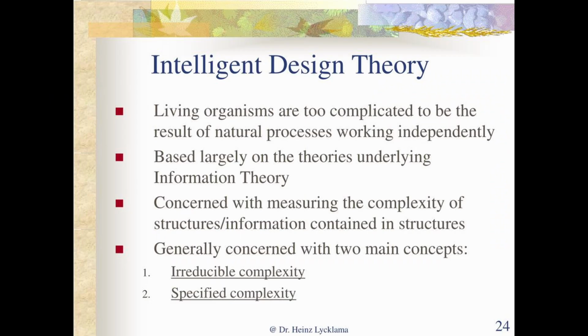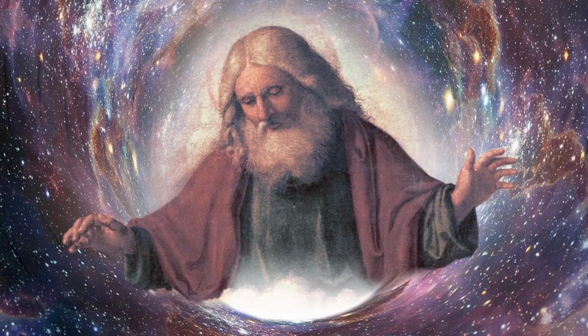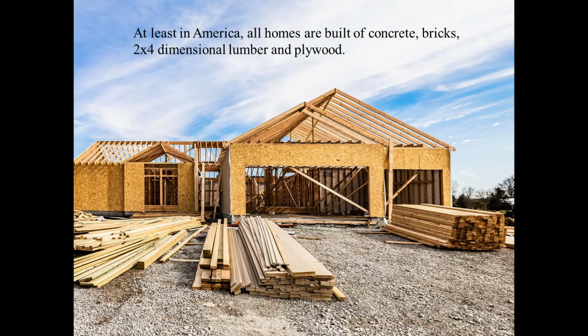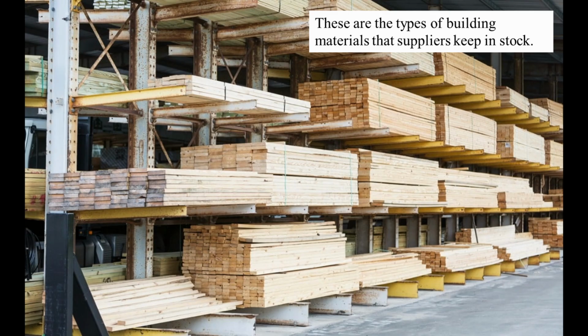A believer in intelligent design could turn universality of the amino acid code on its head. It could be just as true that God likes to build with orderly building blocks like universal codons. An intelligent designer standardizes the basic parts of construction. At least in America, all homes are built of concrete, bricks, 2x4 dimensional lumber, and plywood. We chose these materials to keep building tidy, and these are the types of building materials that suppliers keep in stock. It is not because there are no known alternatives.